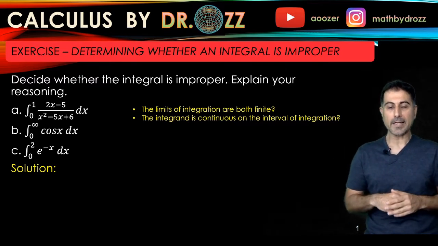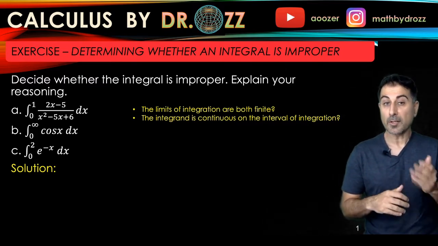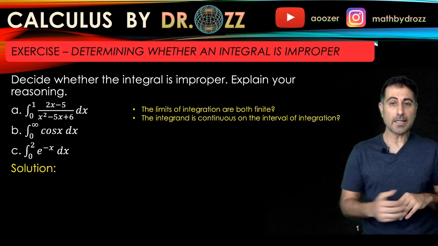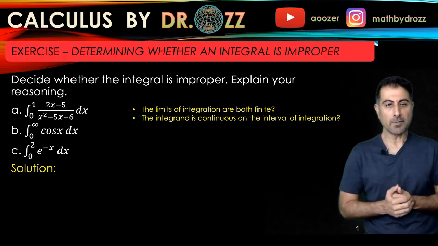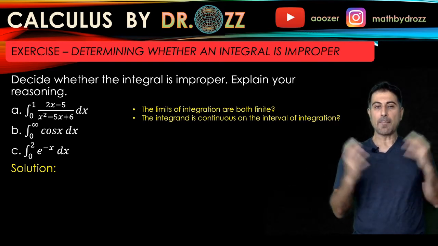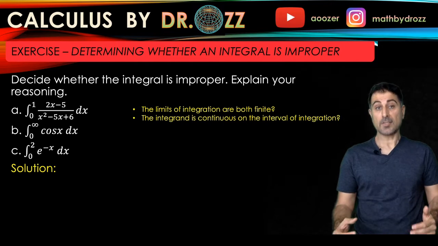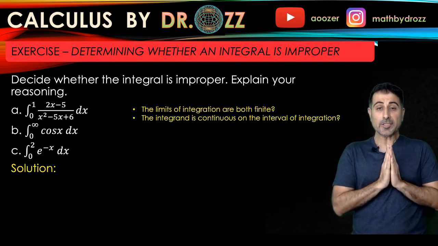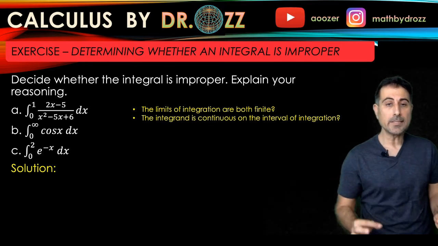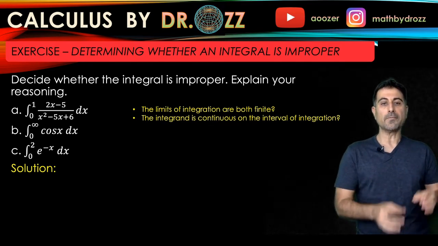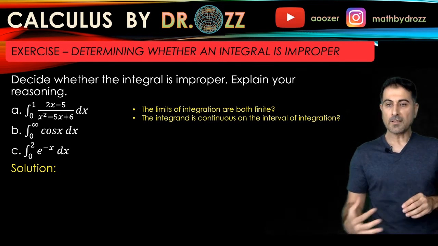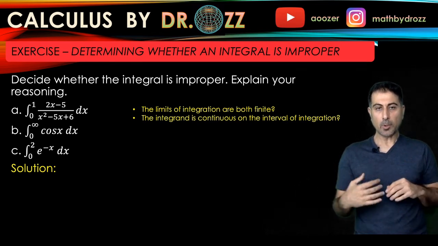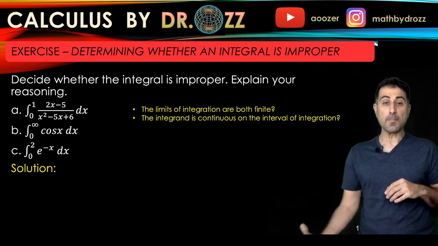So two questions to ask yourselves. Are the limits of integration both finite or not? If you have infinity or minus infinity popping up in one of the limits, that makes the integral improper. That needs a special treatment, which I'm going to explain. The second question is: is the integrand continuous on the interval of integration? If for some reason the function is not continuous on the interval of integration, that's again where you're going to call the integral improper.